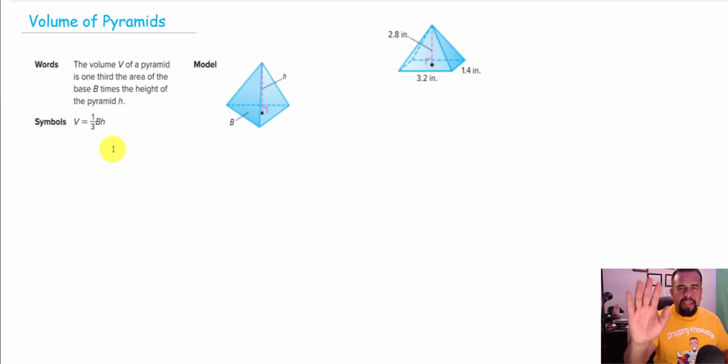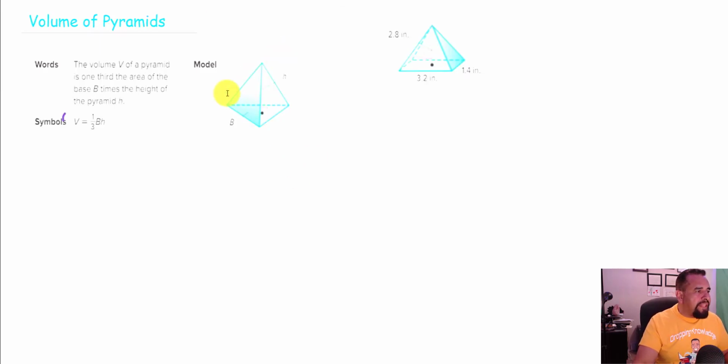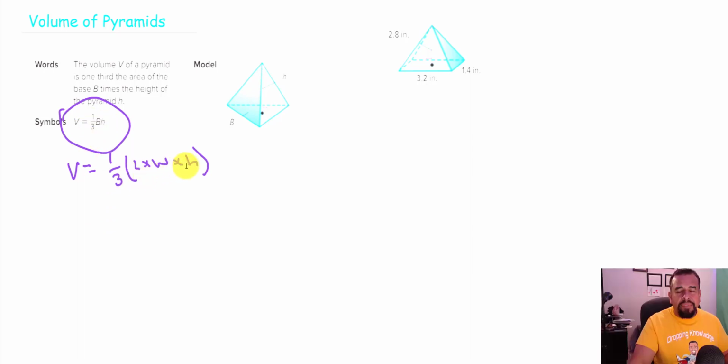Well, let me not get ahead of myself. First of all, let's look at this right here. I want you to write this down. Volume equals 1/3 base times height. And to simplify it for you, volume equals 1/3 times the length times the width times the height. Okay? That's what this whole thing is. Length times width times height. That's all it is. And then, of course, don't forget to multiply times 1/3.